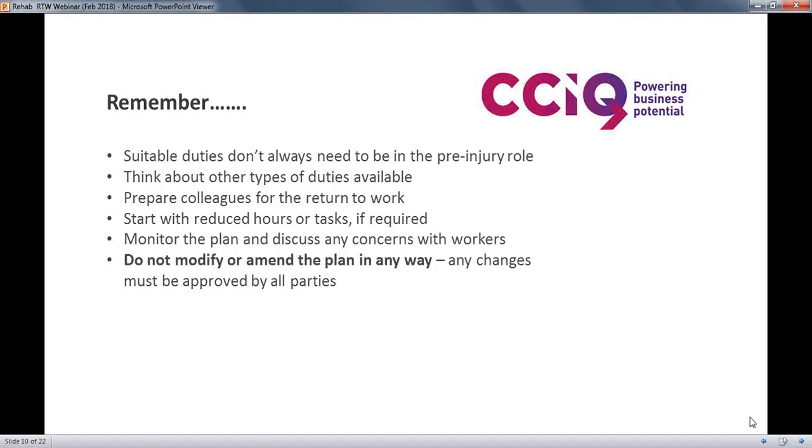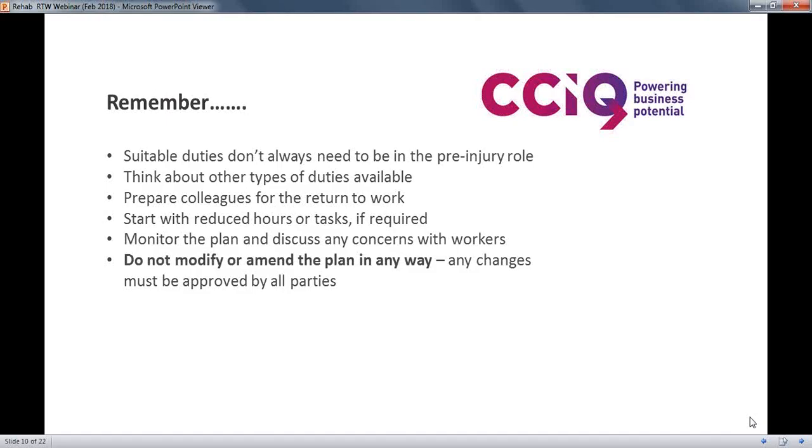Obviously, the idea and the concept behind a suitable duties plan is that it's going to be at reduced hours and tasks. And part of that is monitoring and planning and discussing any concerns with the worker. And a suitable duties plan is formally signed off by an occupational therapist who, in most cases, WorkCover may determine should come out and assess the person's fitness for their pre-injury role.